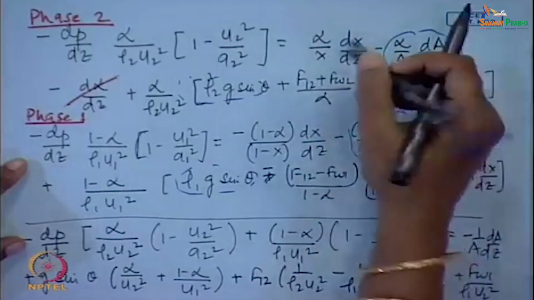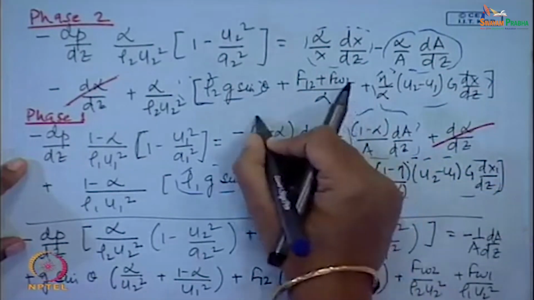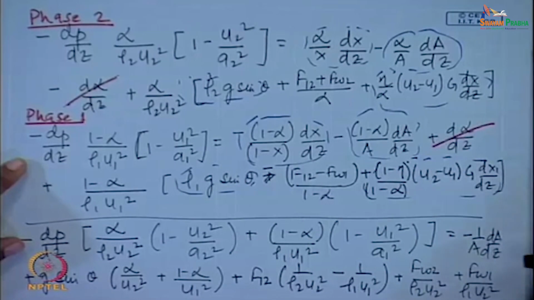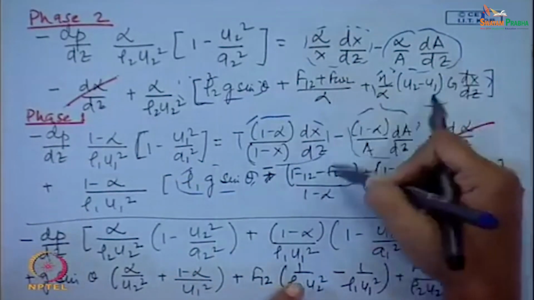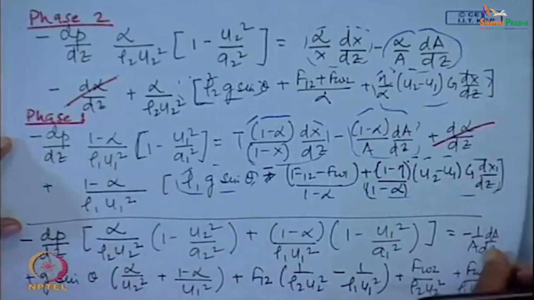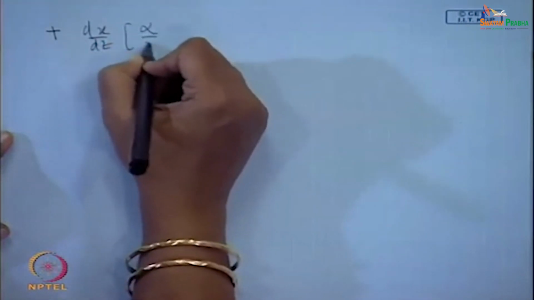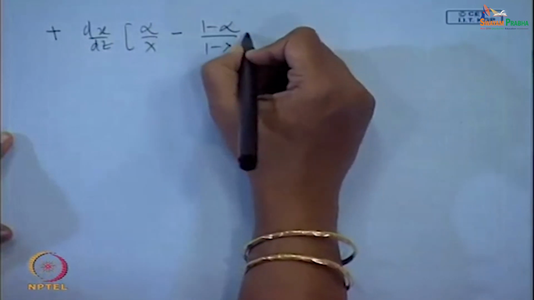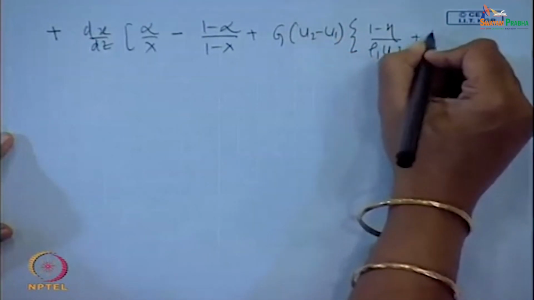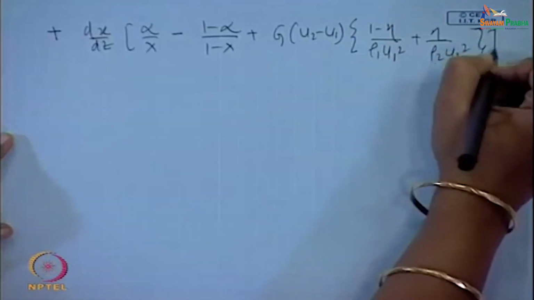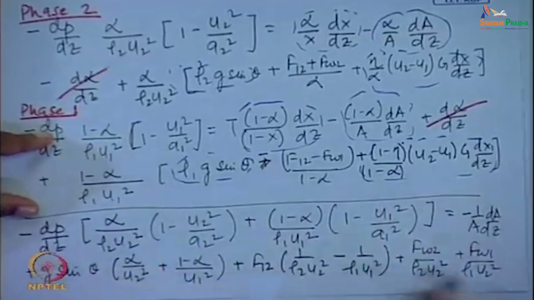There is one dx dz term here, everything concerning dx 1, and this is the other thing, and again this is one dx dz, this is another dx dz. So, we can combine, fine. We have written the dA dz terms, we have written the g sin theta terms, we have written f 1 2 terms, we have written f w 2, we have written f w 1. Now, remaining is the dx dz terms. Okay. So, therefore, this plus dx dz into alpha by x minus 1 minus alpha by 1 minus x plus g u 2 minus u 1 1 minus eta rho 1 u 1 square plus eta rho 2 u 2 square, agreed. So, therefore, this has come to 2 pages. We have this particular equation, this left hand side equals to this whole right hand side.